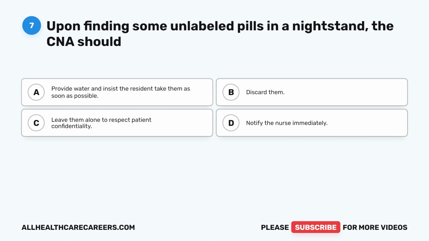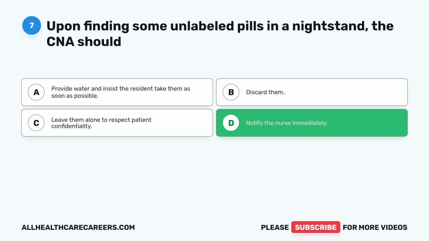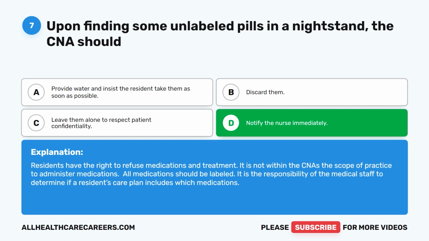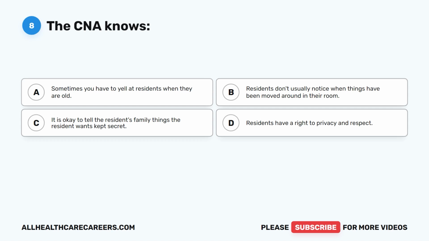Leave them alone to respect patient confidentiality. D. Notify the nurse immediately. The correct answer is D. Notify the nurse immediately. Residents have the right to refuse medications and treatment. It is not within the CNA's scope of practice to administer medications. All medications should be labeled. It is the responsibility of the medical staff to determine if a resident's care plan includes which medications.